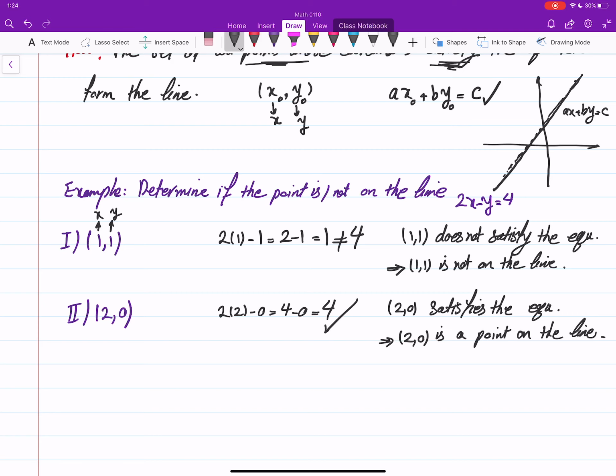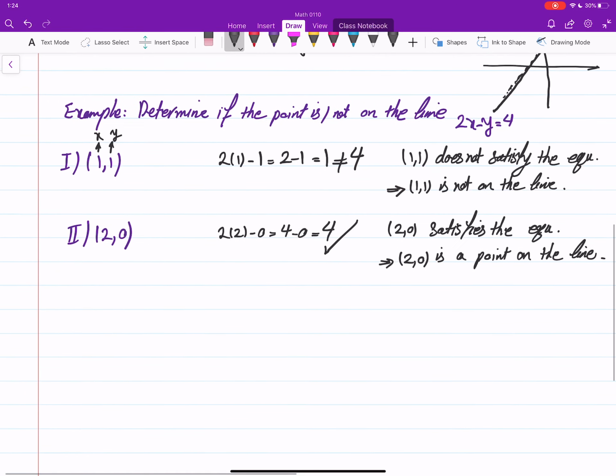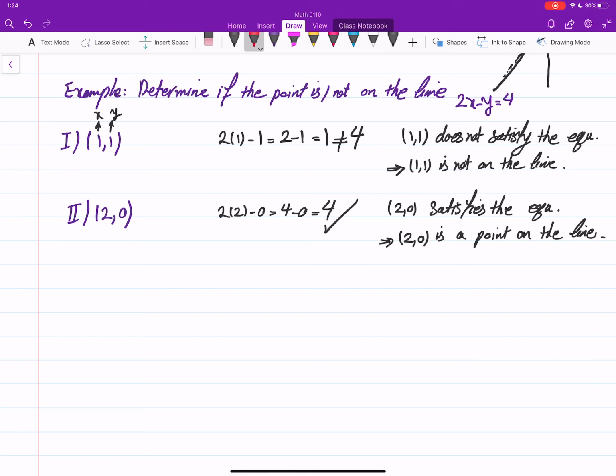Well, that is how you check whether a point is on the line or not. But you may ask, how can we find a new point? If someone gives me a point, I can check, but how can I find a point on the line myself? Well, given by an equation.